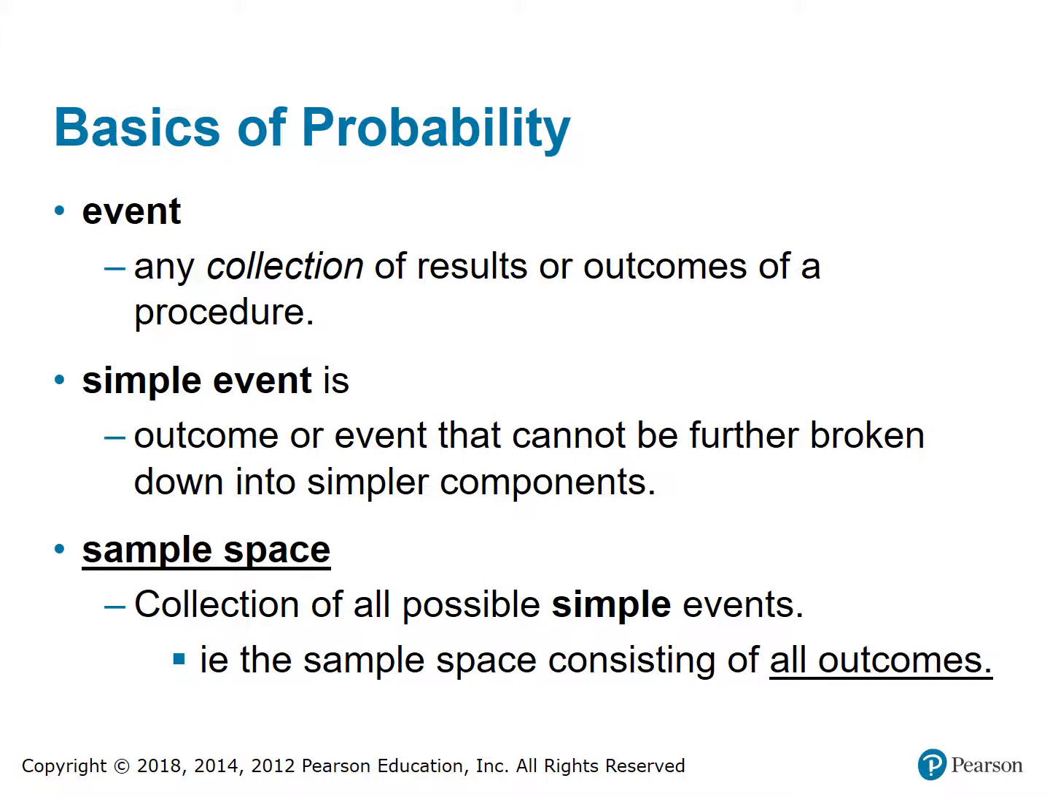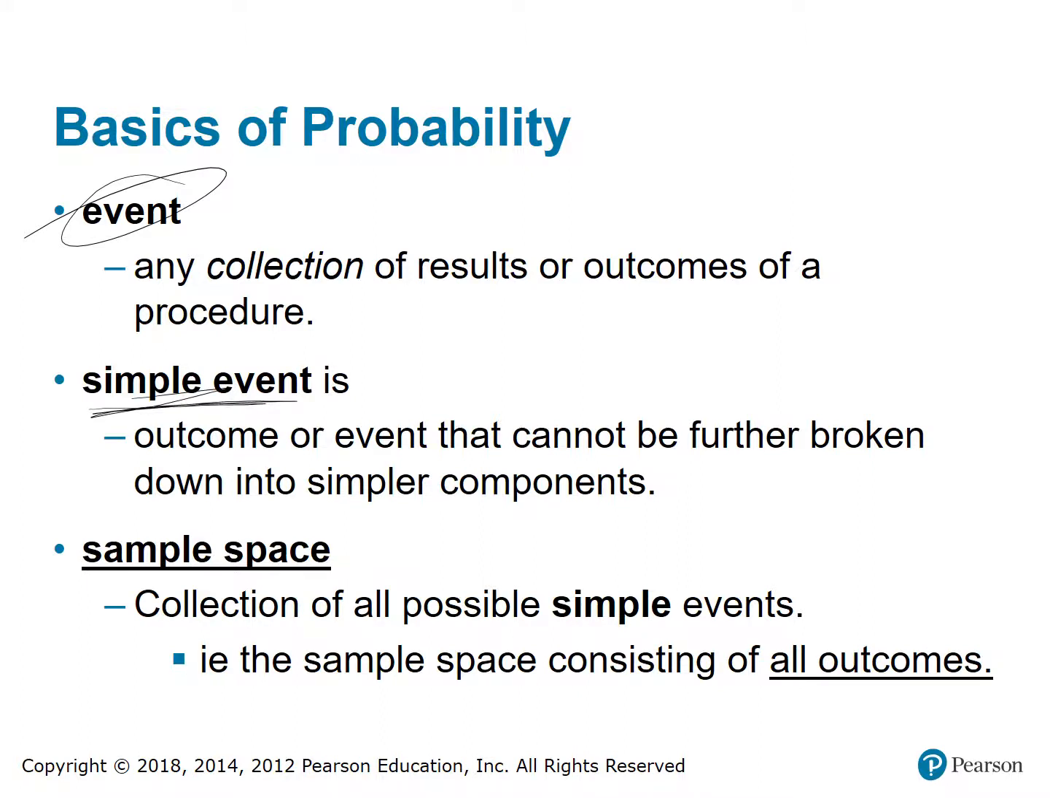Okay, so basics of probability. Here we're going to get down some vocabulary. Again, unfortunately, in this class, there is a lot of vocabulary to learn. This simply helps us speedily transmit what we're trying to communicate if we all know what the vocabulary means. So an event is any collection of results or outcomes of a procedure. You have a procedure, an experiment that you're looking at, and the event is simply the results of that procedure.